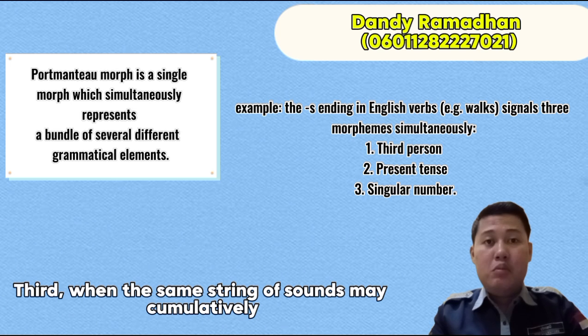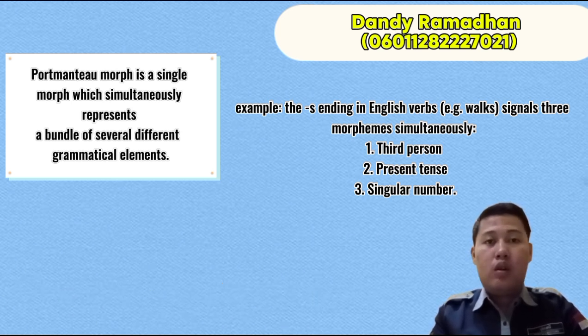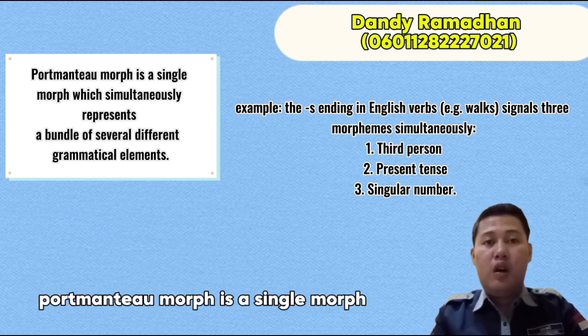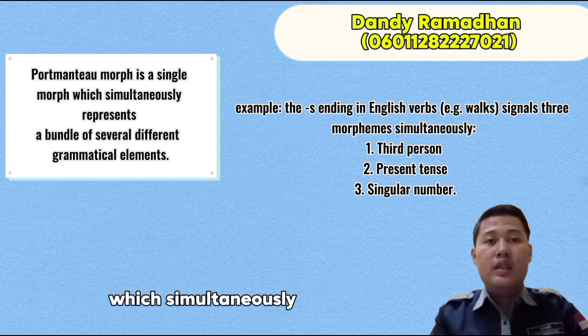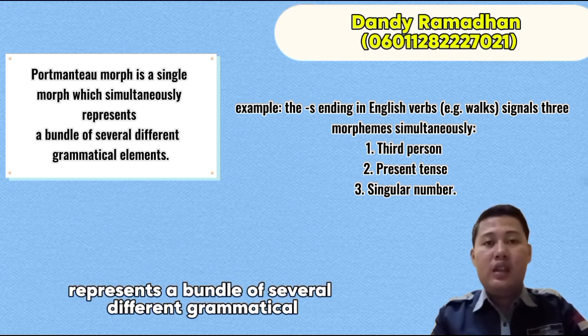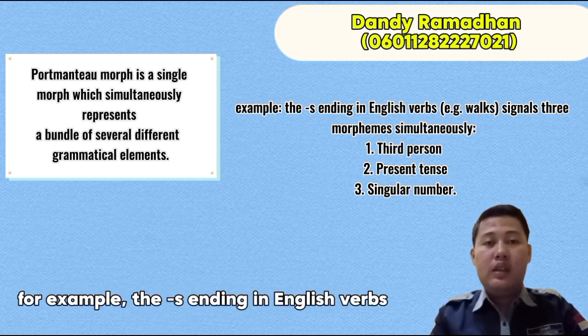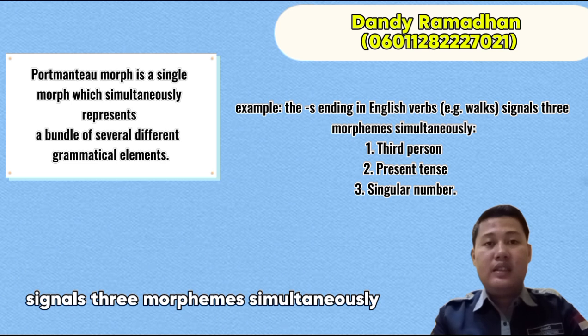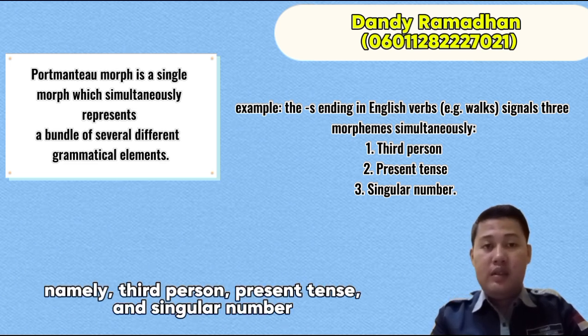Third, when the same string of sounds may cumulatively represent several morphemes, called portmanteau morph. A portmanteau morph is a single morph which simultaneously represents a bundle of several different grammatical elements. For example, the s ending in English verbs, in the word walks, signals three morphemes simultaneously, namely third person, present tense, and singular number.